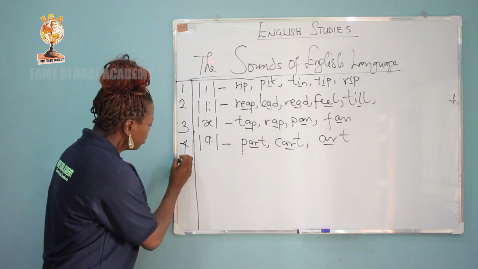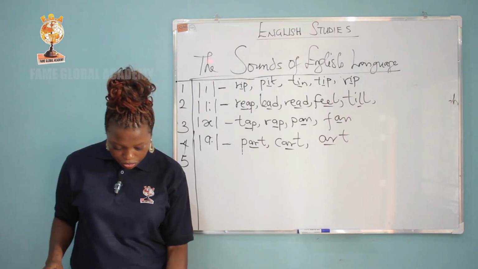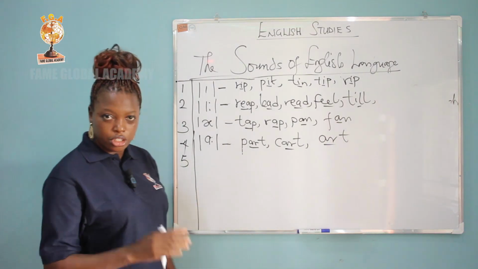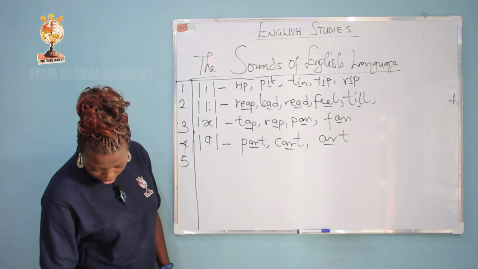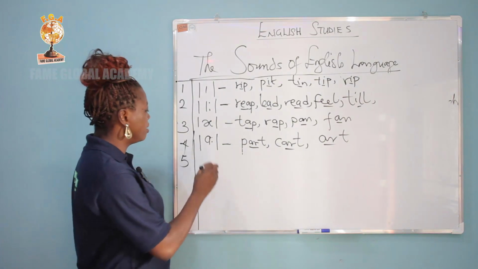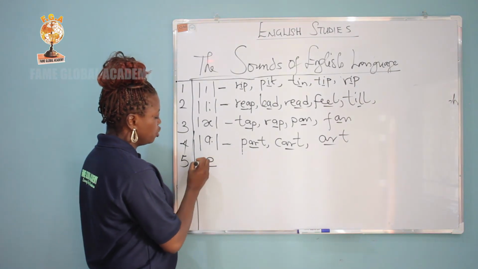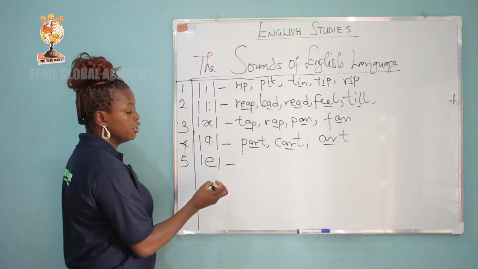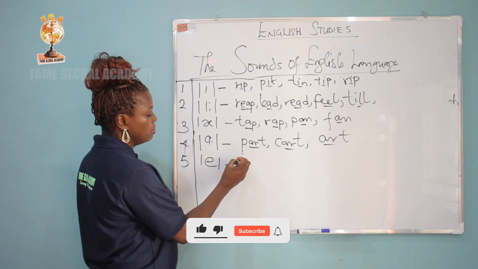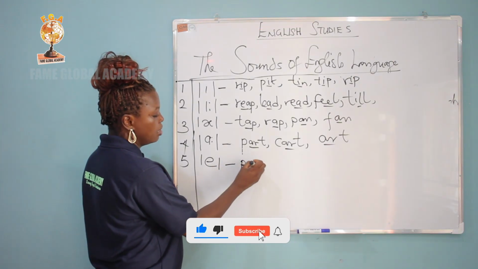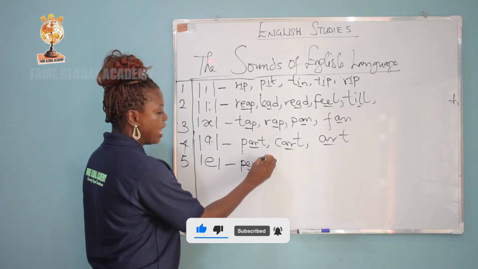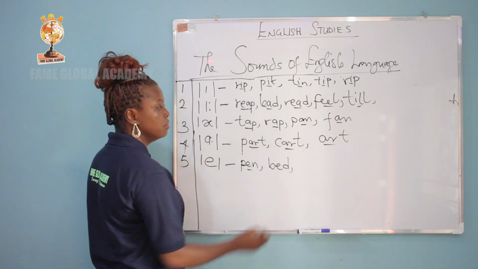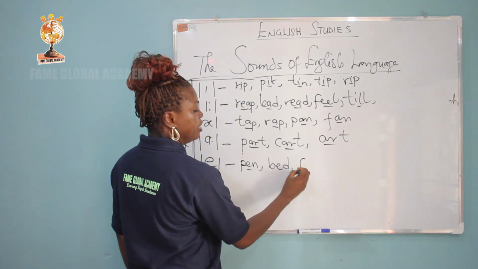Now the next one we're looking at is the short A sound. This is present in words like pen, bed, friend.